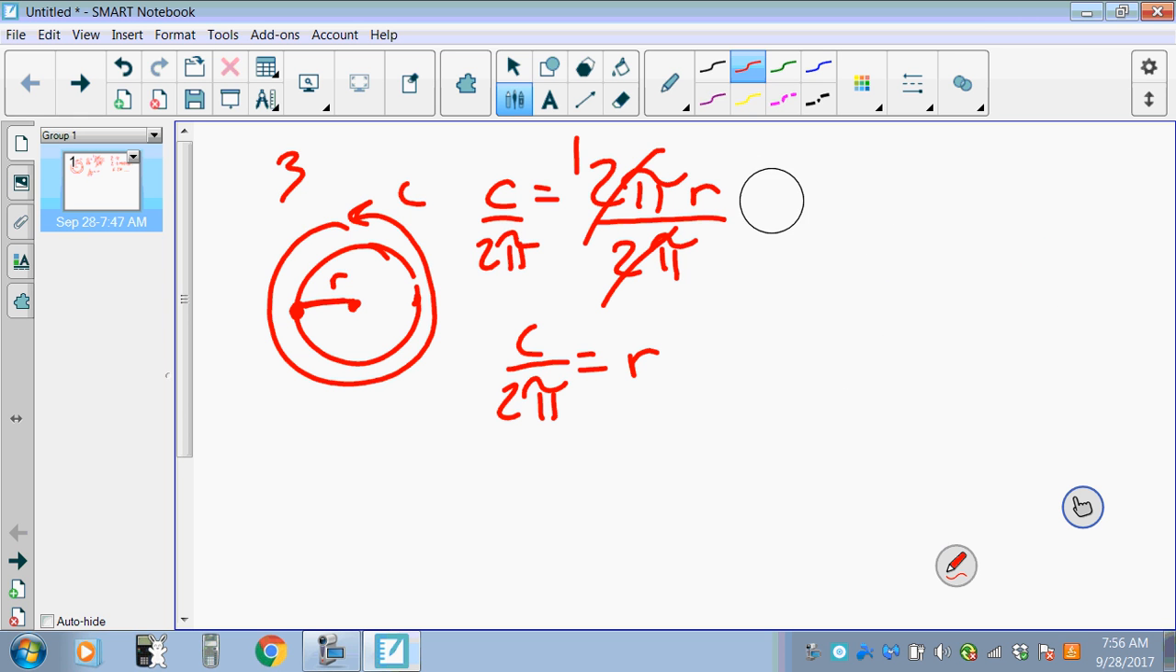Don't worry, the r is on the right-hand side. That's totally fine. Remember, your things are reversible. So you could rewrite this as r is equal to c over 2 pi. Okay, good, no worries. And that on your paper was answer number 3.